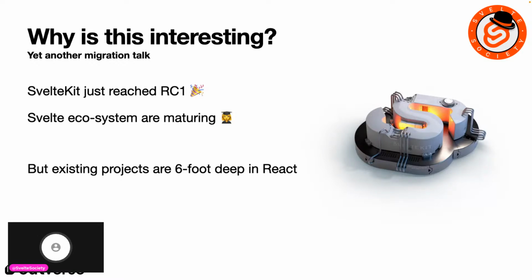But for many existing companies, and I know many people here, it's like, well, we love Svelte, but everyone's in React and we're 6 foot deep in it. How the hell do we get out? How do we convince managers and people with the chops to make business decisions to get out for the better?